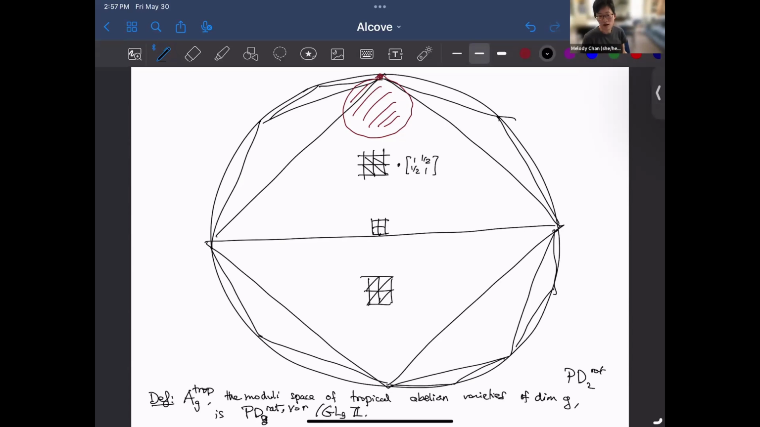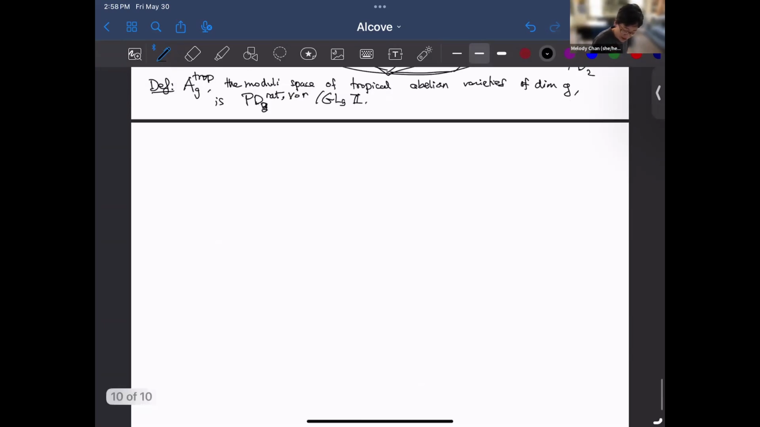This is the moduli space of tropical abelian varieties, and it actually furnishes a moduli space of certain objects that deserve to be called abelian varieties in tropical geometry. But I don't have time for that portion of the story. Let me conclude by telling you some interesting facts that maybe will at least whet your appetite.